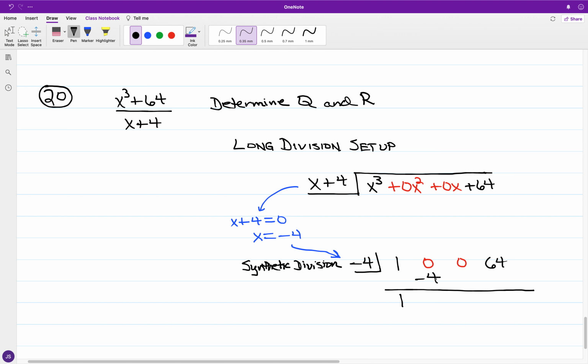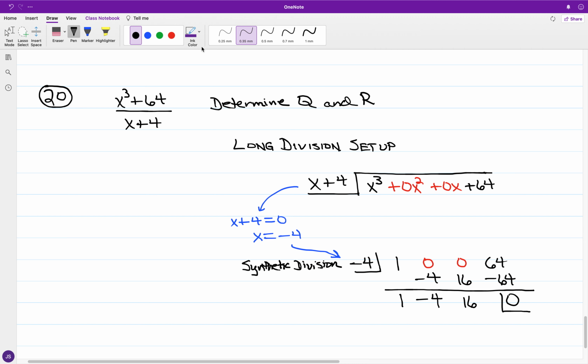Taking the product to the next column, we add 0 plus negative 4, which gives negative 4. Next, negative 4 times negative 4 is a positive 16. Then 0 plus 16 is 16. And then negative 4 times 16 is negative 64, and 64 plus negative 64 is going to be 0.